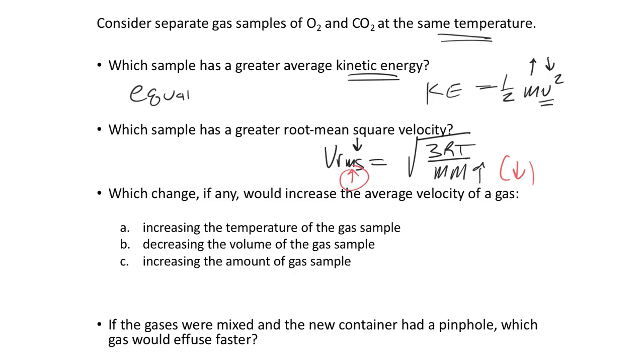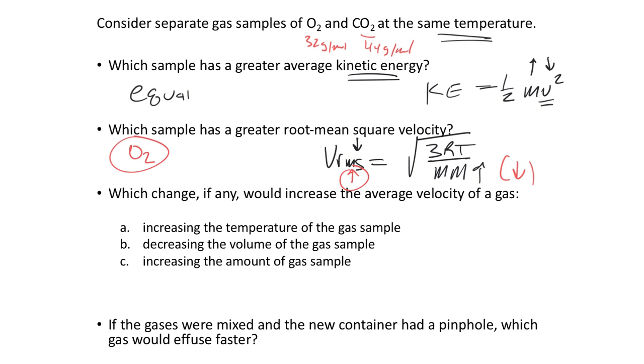And so comparing O2 and CO2, obviously CO2 has a heavier mass, 44 grams per mole compared to 32 grams per mole. So the O2 has the greater root mean square velocity due to being the lighter particle.